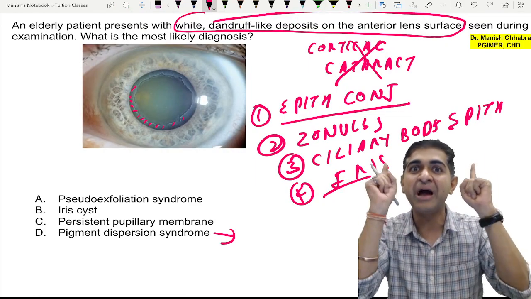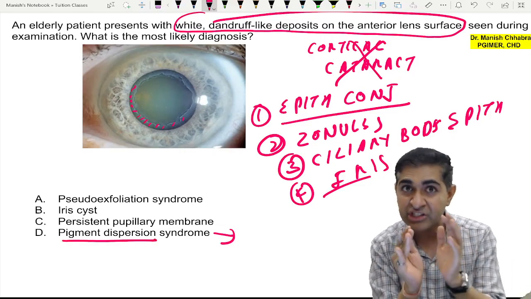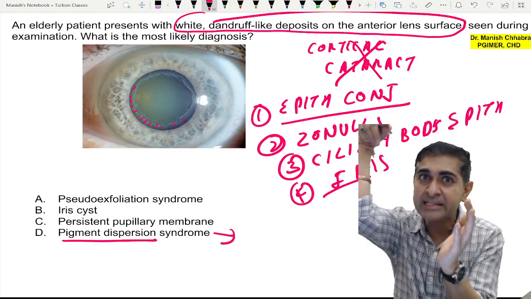डॉक्टर मनीष क्या बोलते हैं? नाम में ही सब कुछ रखा है. Pigment dispersion syndrome. Do you see any pigment in this image?